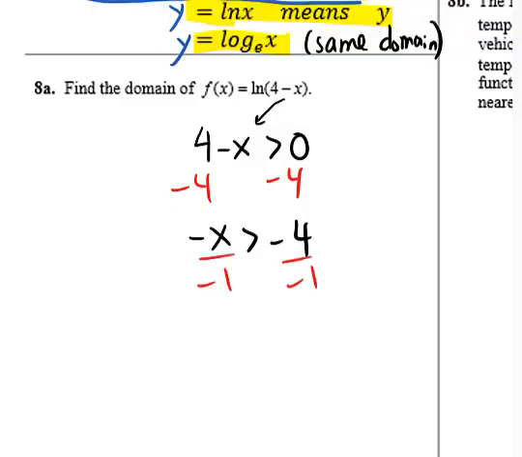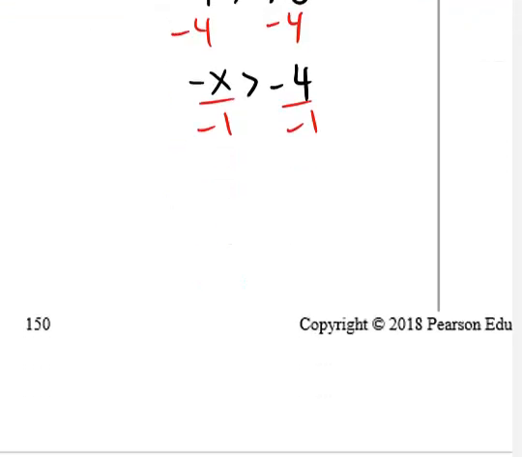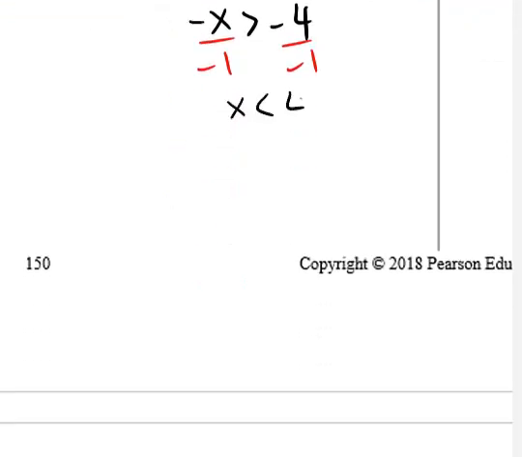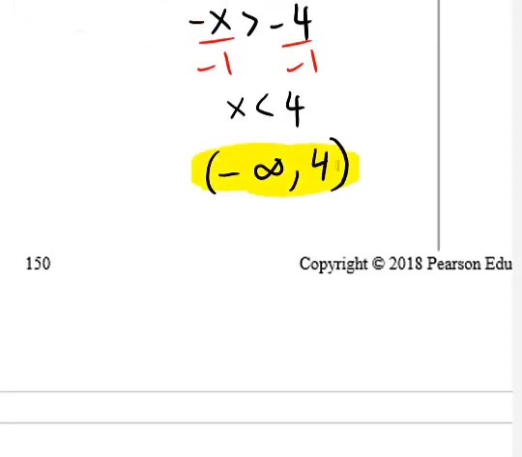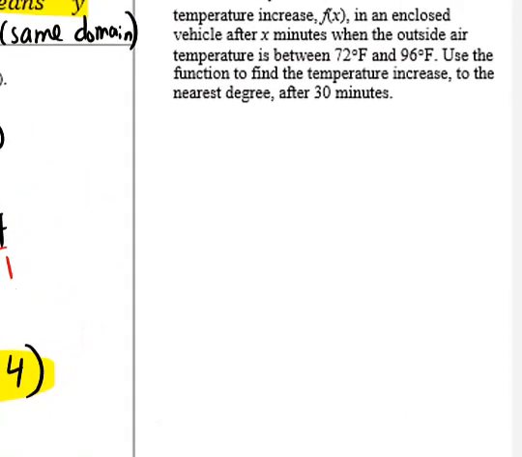And that, like we've seen before, will force the inequality to face the other way. Now it's x less than 4, positive 4. So x less than 4 means our interval is negative infinity to 4. That would be the guy. Good stuff. All right, so far so good.